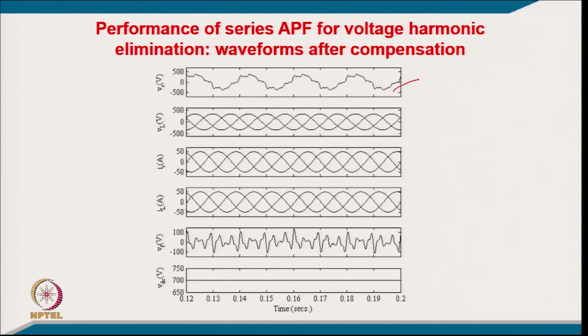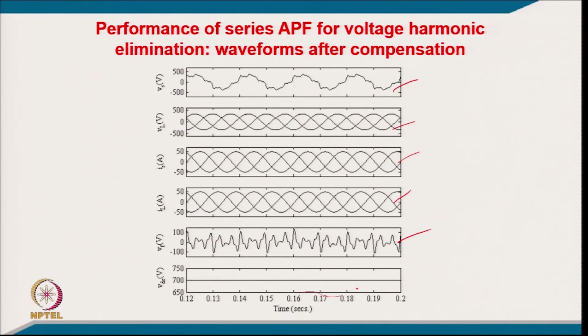So, this is the distorted voltage of the supply, but the load voltage and load current are sinusoidal because it is a linear load. The source current is the same as the load current because of the series connection, and this is the injected voltage by the series active filter, so that the load voltage is sinusoidal, and this is the DC link voltage regulator.